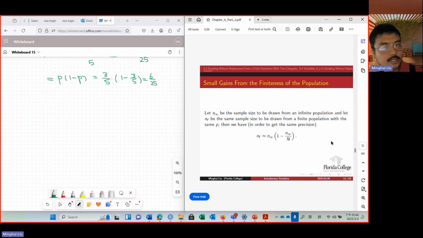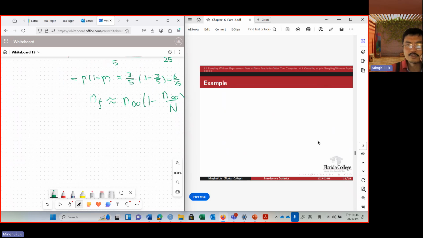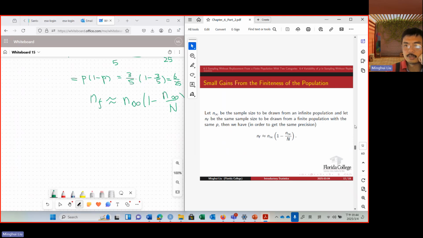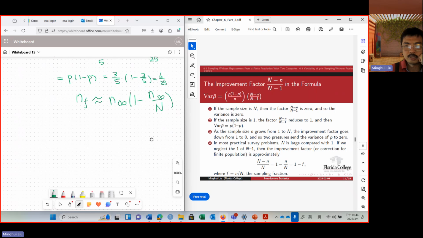You have an infinite population, just draw 30 of them, for example. And also we can draw the same sample size, let's say 30, from a finite population with the same p. Then, in order to have the same variance, the n_f, the small n with the finite correction, is approximately n infinity times 1 minus n infinity over big N. This is actually coming from the previous slide, and from this formula, when we let this big N grow really, really big without a bound.